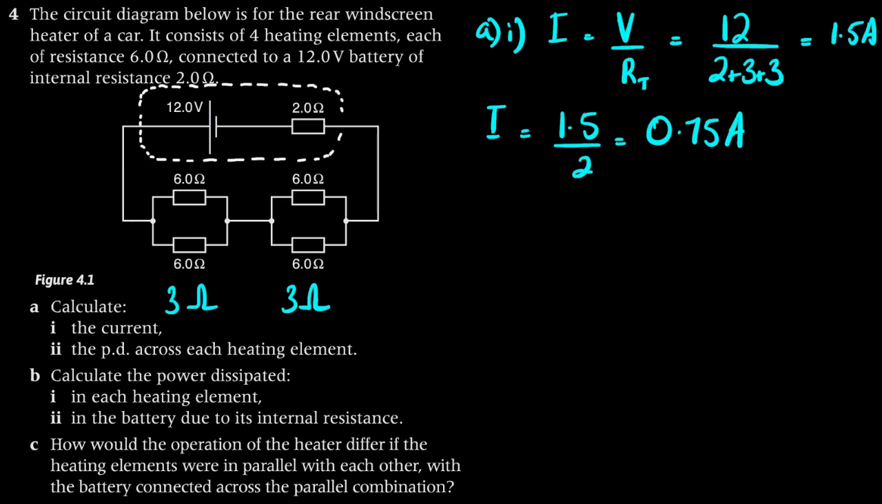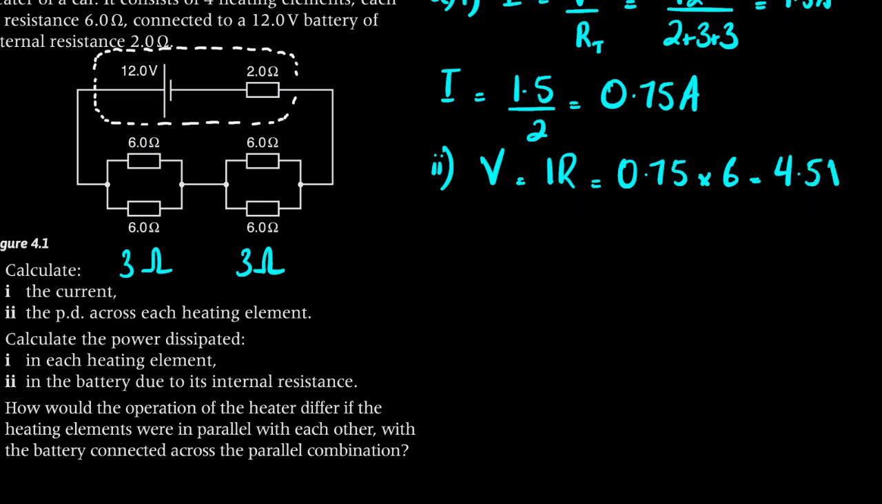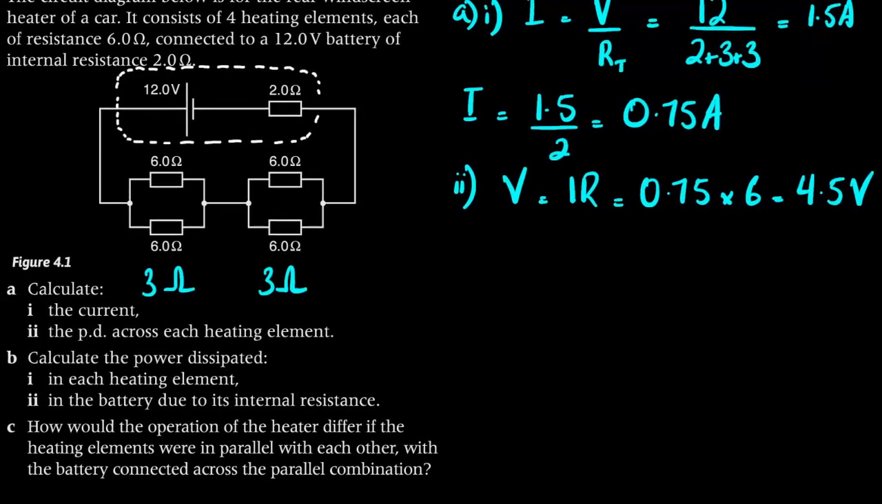Now in the next part, because we did a lot of analysis in the first one, this part is not going to be as difficult. All the resistors are 6 ohms, and all of these have this current flowing through them. Then we can just use V equals IR to find the potential difference across each. So 0.75 times 6, which is going to be 4.5 volts, right?